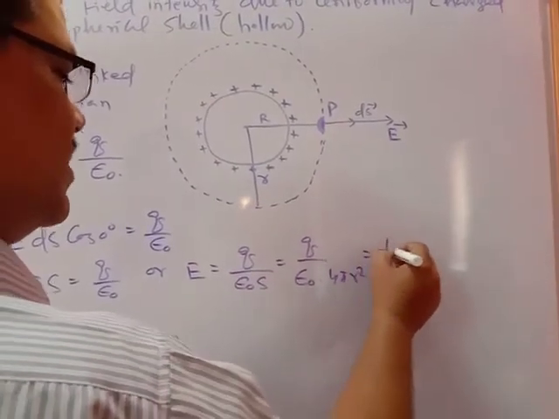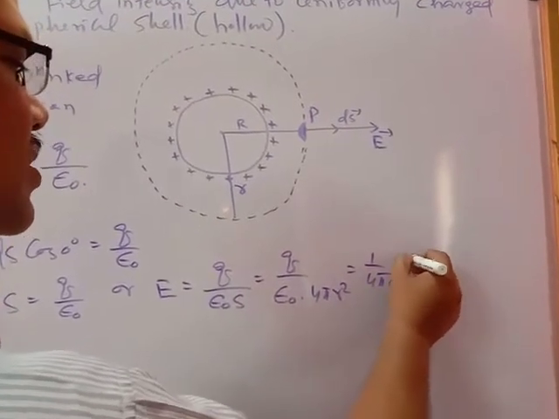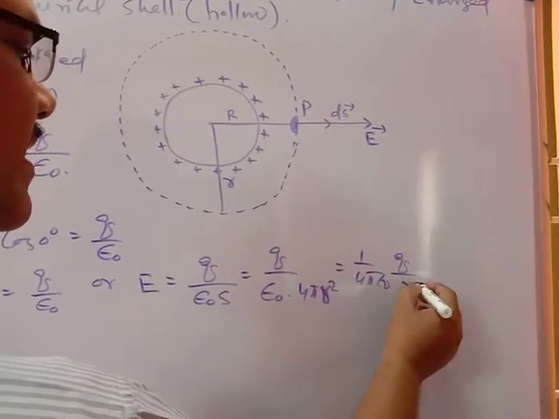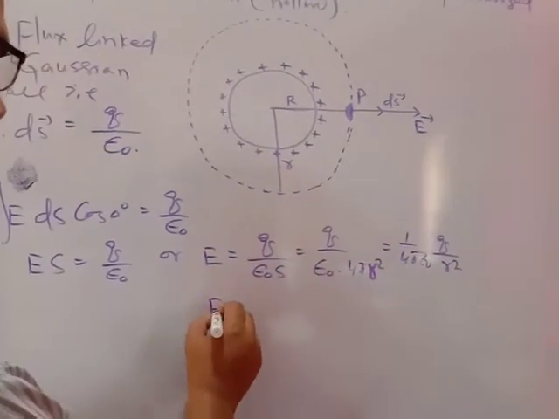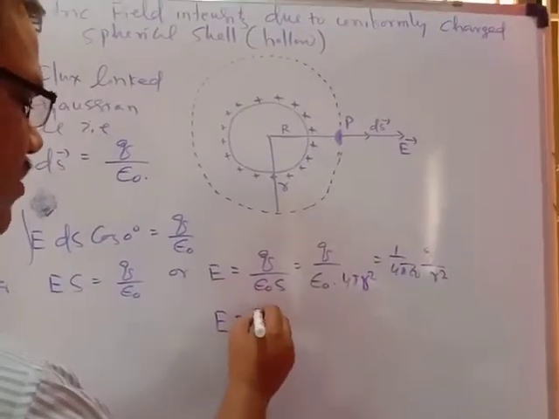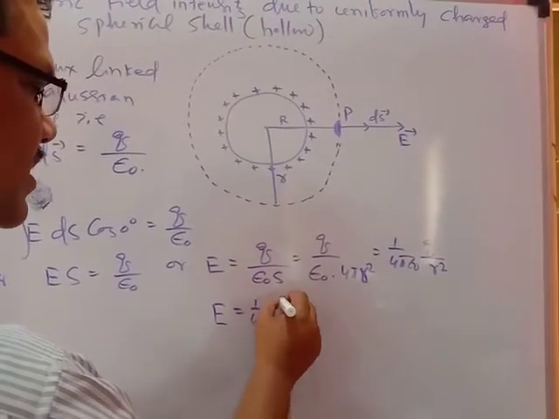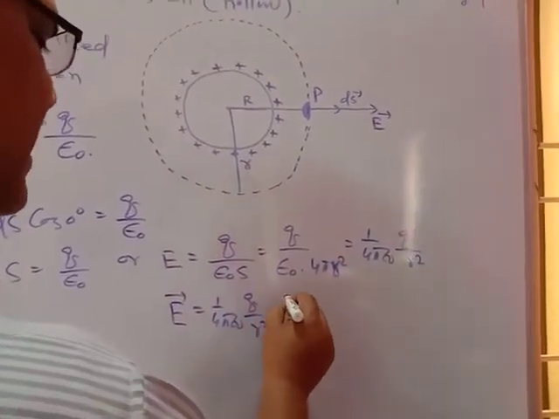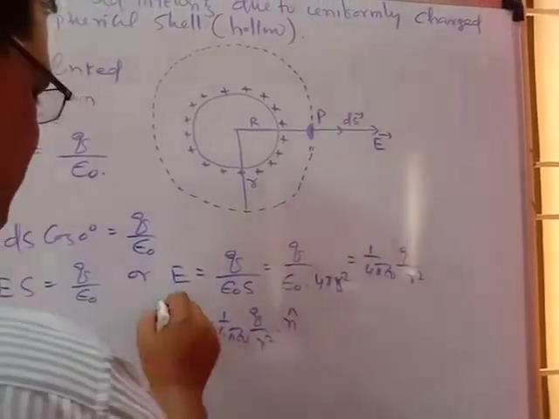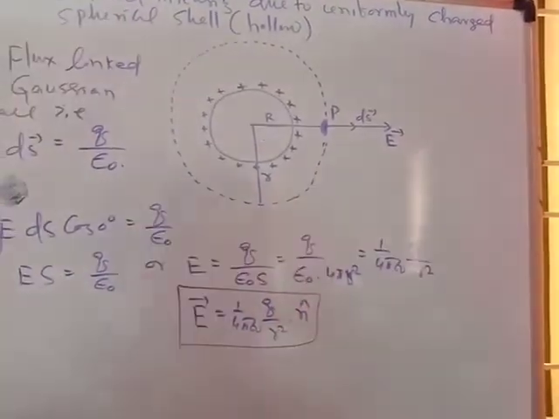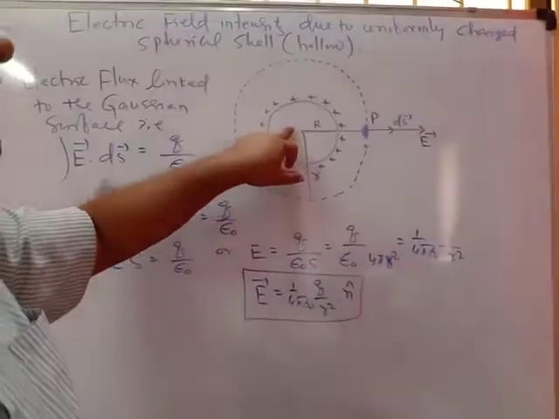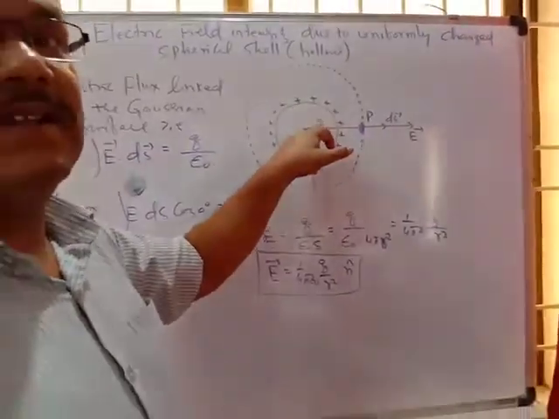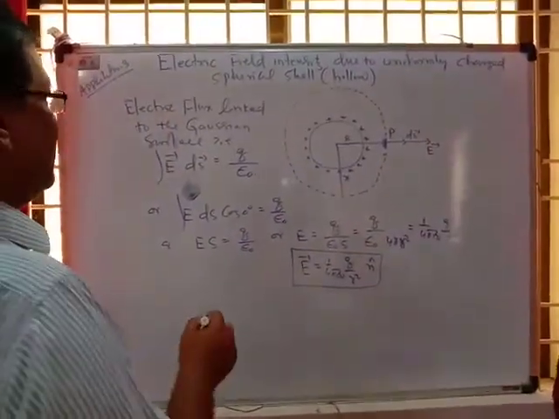So this can be written as 1 upon 4 pi epsilon naught, q upon r squared. The electric field intensity at this point P is E equals 1 upon 4 pi epsilon naught q upon r squared. In vector form, you can multiply by n cap, directed along the direction of the electric field. The important thing is that we have taken the point P outside the spherical surface. So this is the first case of this application.